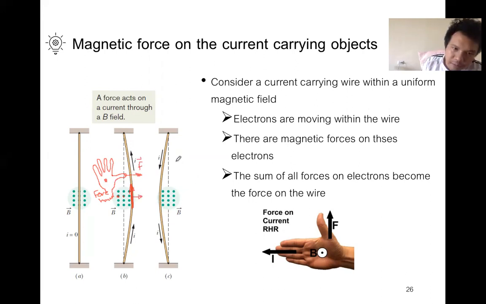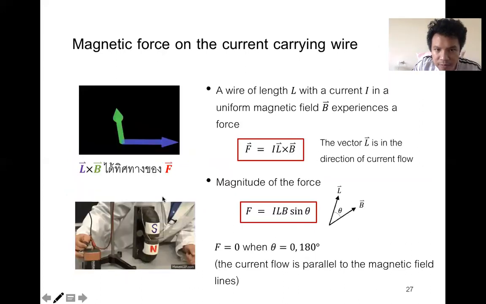Okay, but if the current is coming down, using the right hand rule again, this is just like the upside down version of the last one. If I get the forehand of my right hand out, and then the four fingers pointing in the same direction as the current, I'm going to have the direction of the force to the left hand side. So that comes to this equation: F equals IL cross B.